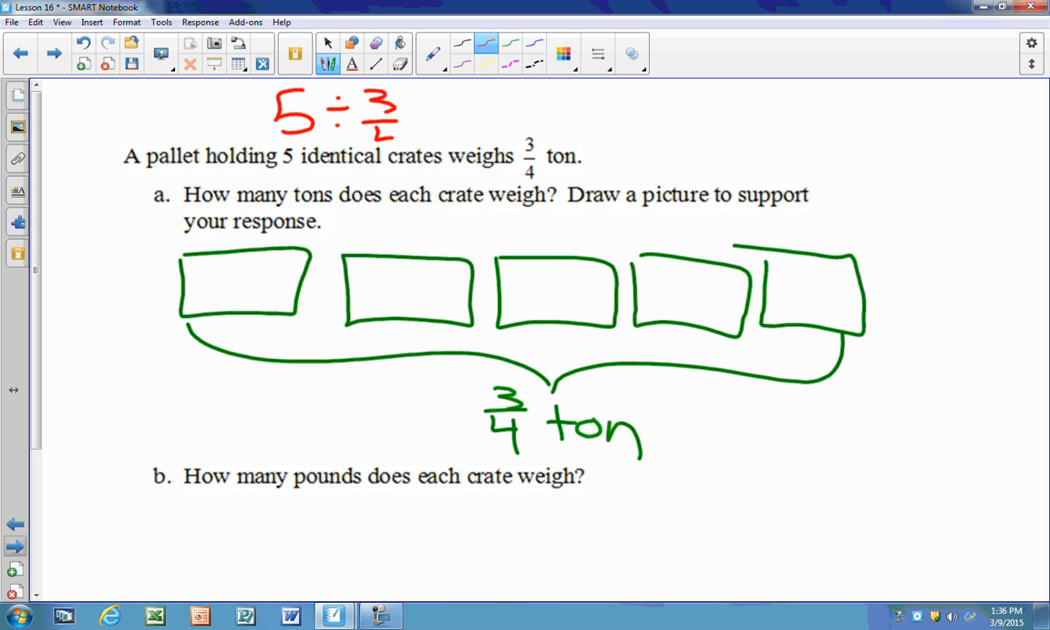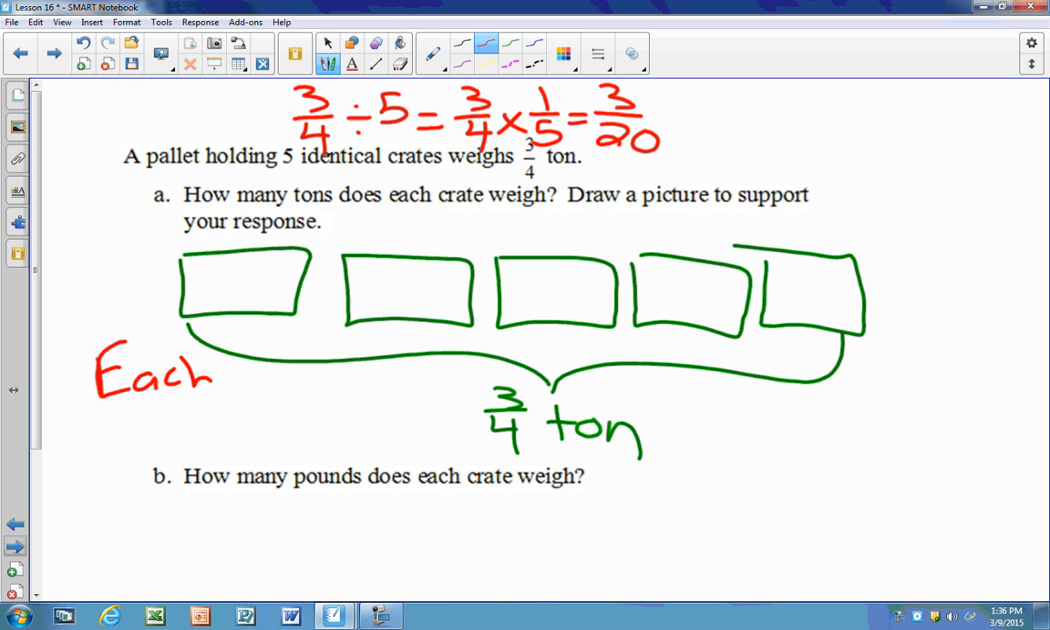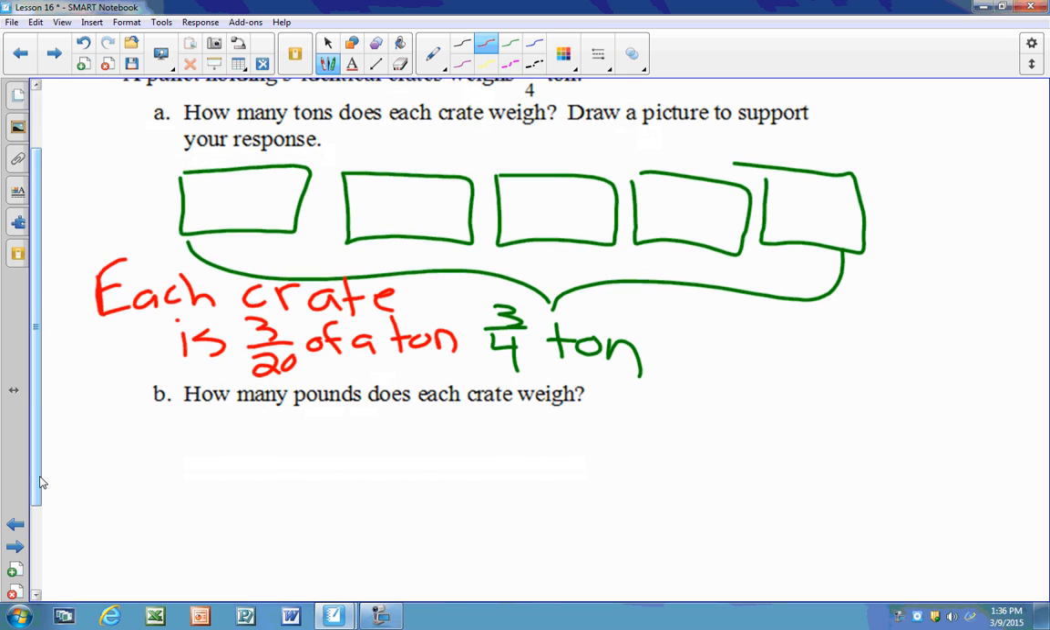Sorry, I did that backwards for you. I have 3/4 of a ton and I'm splitting it up between my 5 crates. So I have 3/4, and I'm going to multiply it by 1/5, and I will get 3/20. So each crate is 3/20 of a ton. And that's the examples that we're going to stop at.